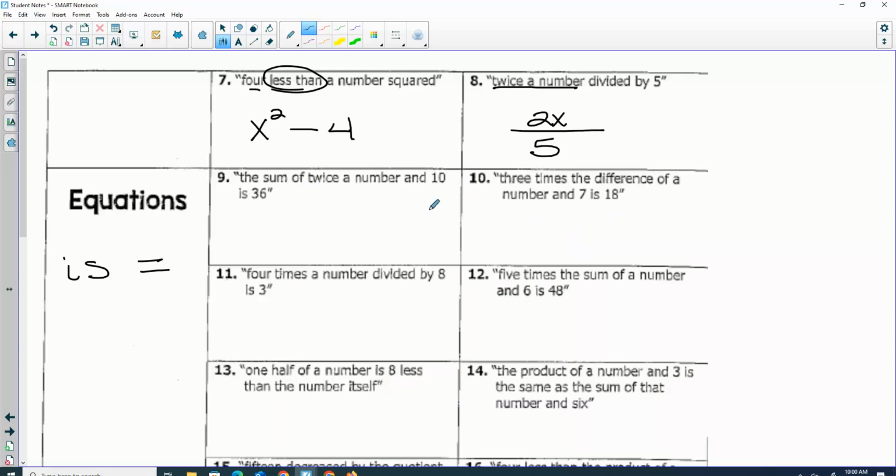So we start out writing our expression for the first part. The sum, so sum tells me I'm adding, twice a number, 2x, and 10. So 2x plus 10 is, and that's that magical word, when I see an "is," that's equals 36.